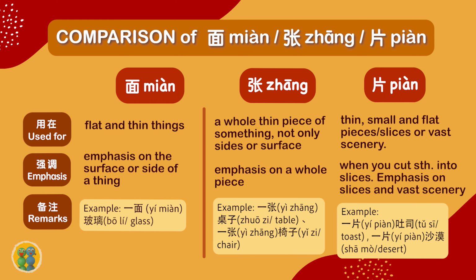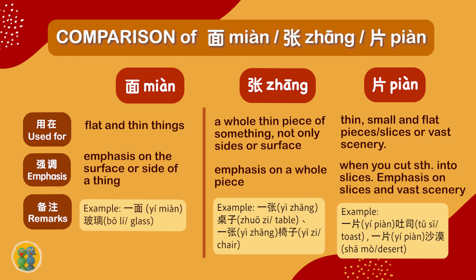And more example for zhāng: 一张桌子. 桌子 means table. 一张椅子. 椅子 means chair. So we can see zhāng actually can be used for some furniture, such as table and chair. You can see table and chair, they all come with thin surfaces, like a piece of wood. Table and chairs are made out of thin pieces of wood. So you can use zhāng for these two furniture, table and chair.